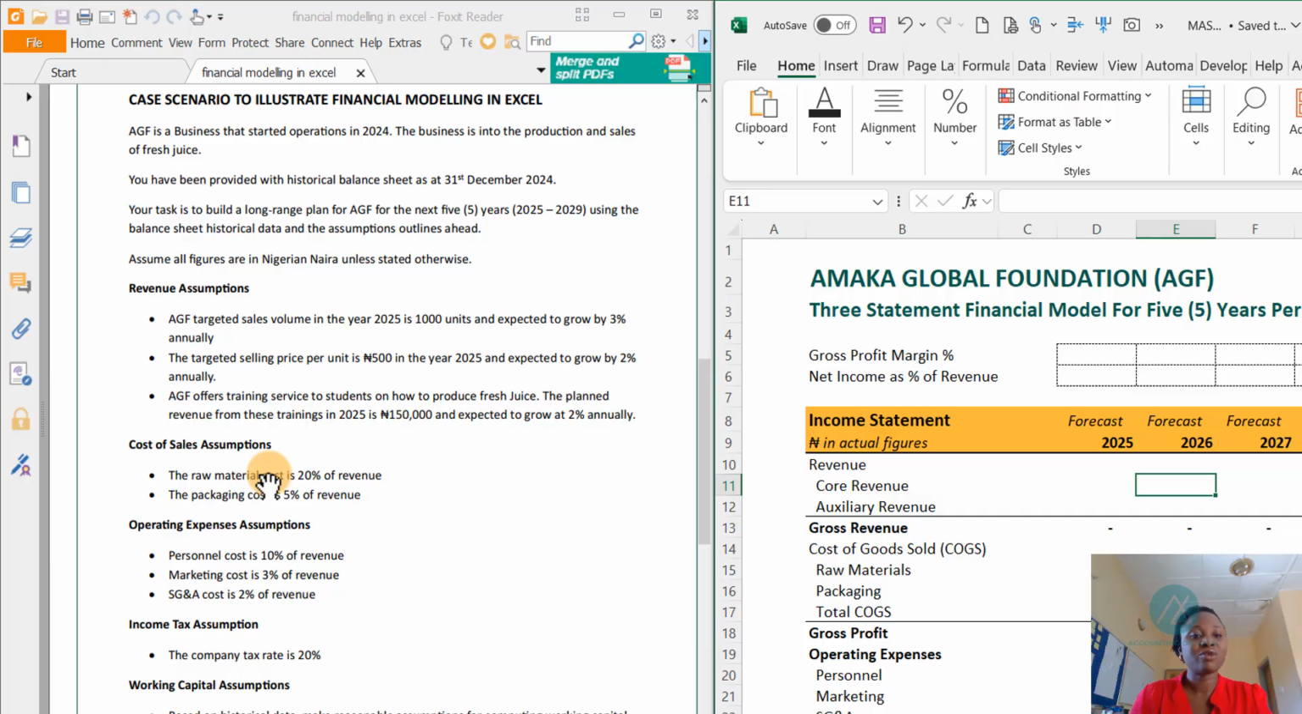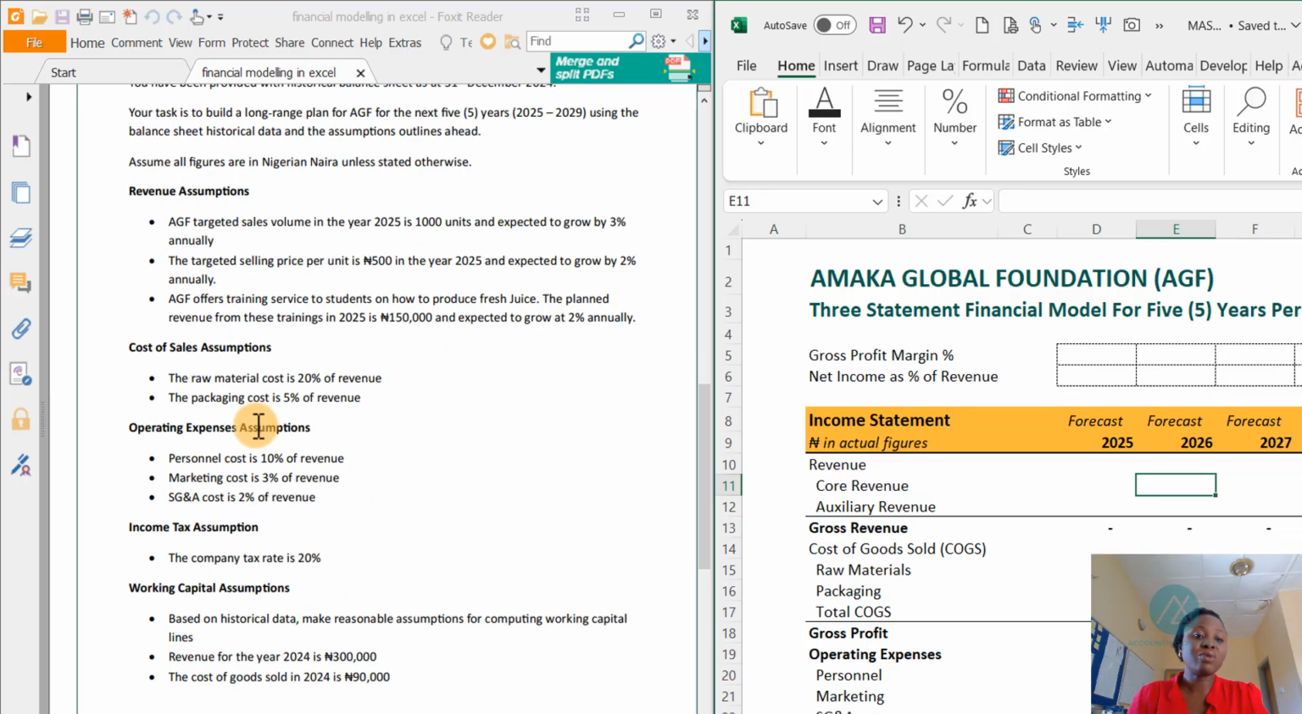Now, for our revenue assumption, AGF's targeted sales volume in the year 2025 is 1,000 units and is expected to grow by 3% annually. The targeted selling price per unit in 2025 is 500 Naira and is expected to grow by 2% annually. AGF offers training service to students on how to produce fresh juice. The planned revenue from this training in 2025 is 150,000 and it's expected to grow at 2% annually.